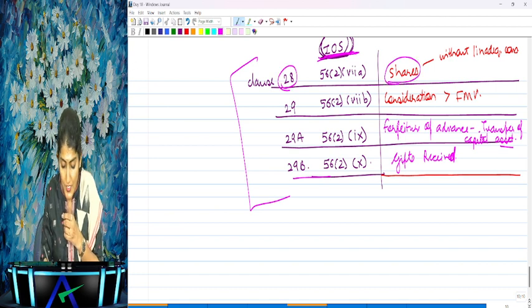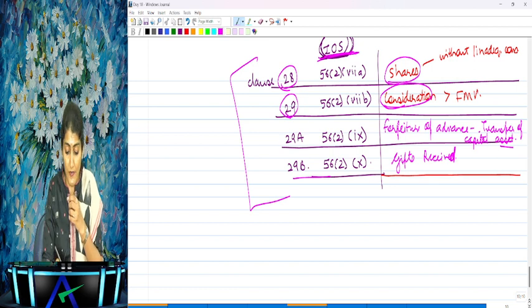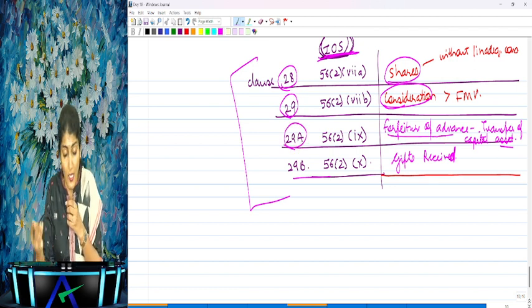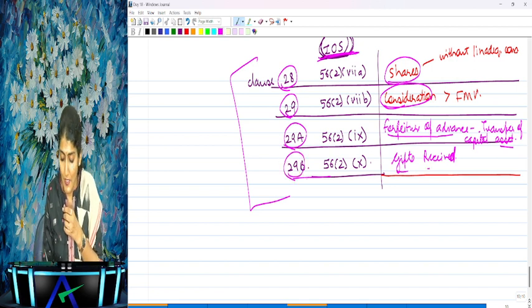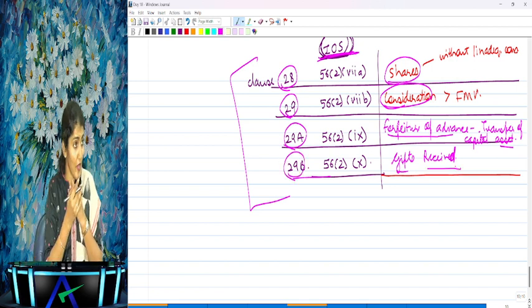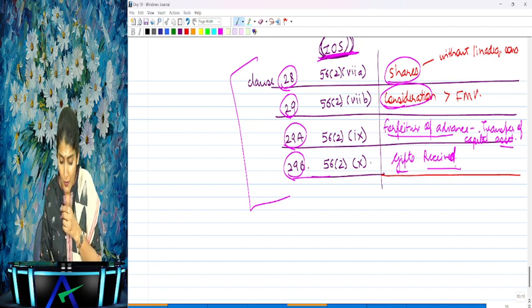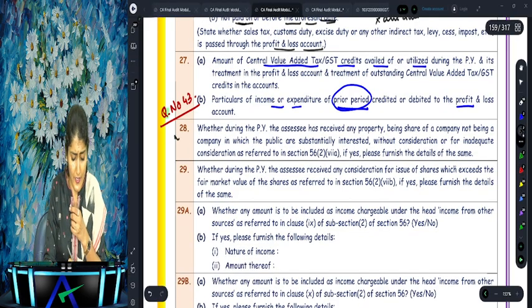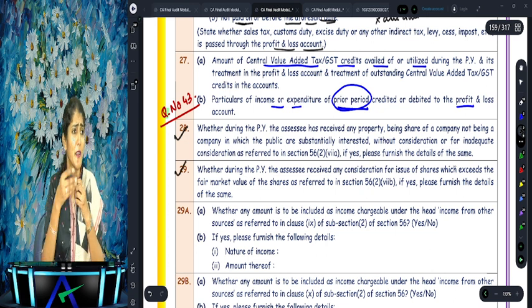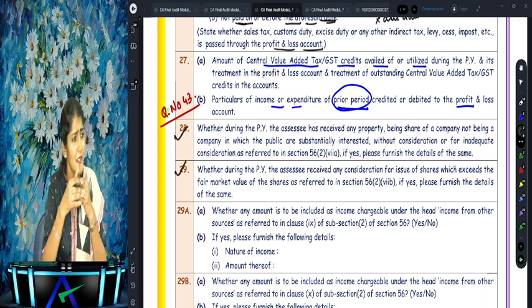So what are you receiving in clause 28? You're receiving shares. In 29, what are you receiving? Consideration for issue of shares. In 29A, what are you receiving? Forfeiture of advance received towards the transfer of a capital asset. And 29B, you're receiving the gifts. Are you understanding that, everyone? Okay. Right. So let us have a look over here. Now again, in today's time, 28 and 29 are not relevant, but they've not yet updated the form 3CD. So it is still lying over there.